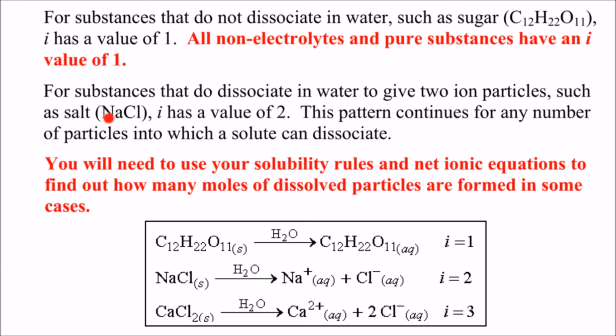So we just talked about how NaCl would break down into sodium ions and chloride ions, so the Van 't Hoff factor is 2 here. And the calcium chloride that I had talked about, as I show down here in this box, we have 1 here and 2 moles here, so we have a Van 't Hoff factor of 3. Okay? You're going to need to know your solubility rules so that you can write the net ionic equations of a particular solution, so that you can figure out how many ions it's going to break down into, so that you'll know what your Van 't Hoff factor is.